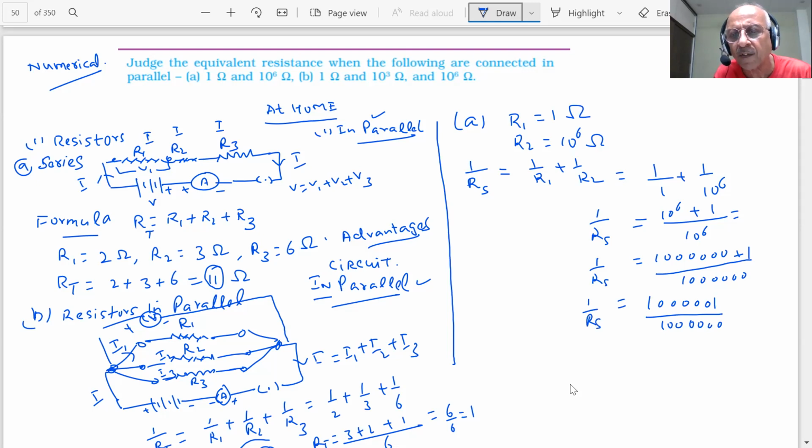And R will be 10 power 6 divided by 1,000,001. What will this be? This is almost equal to 1. You can see that. Slightly less than 1. And you know, we already told you, when you connect them in parallel, the answer will be less than even the lowest value of the resistors. The answer will be less than this. How much is it coming approximately?